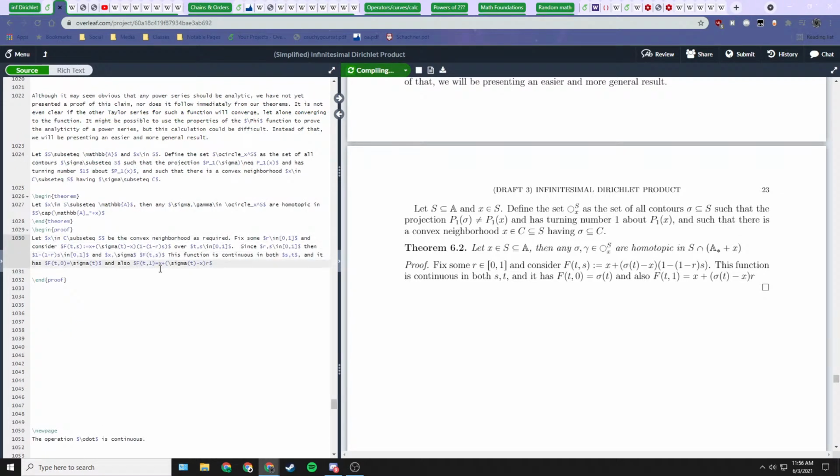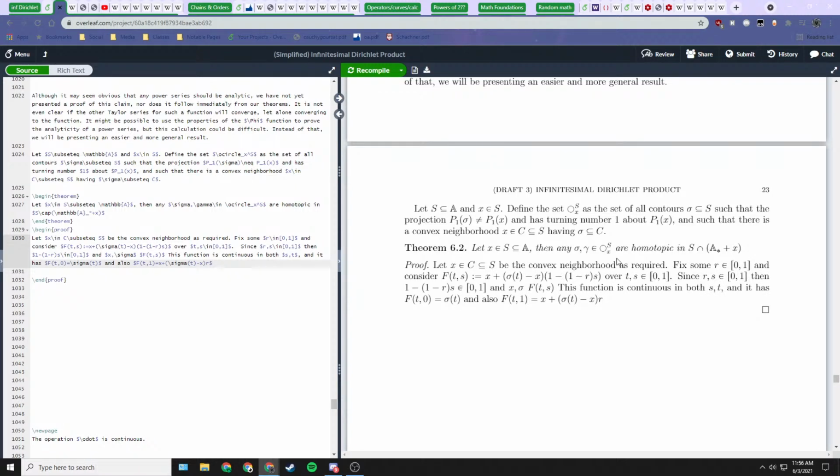Okay, so we have our convex neighborhood, r in (0, 1), this function over s, t in (0, 1), and rs is in (0, 1), then this is in this, and x, sigma, sorry, hold on, and since x and sigma are subsets of C, then f of t, s stays in C as a convex sum.